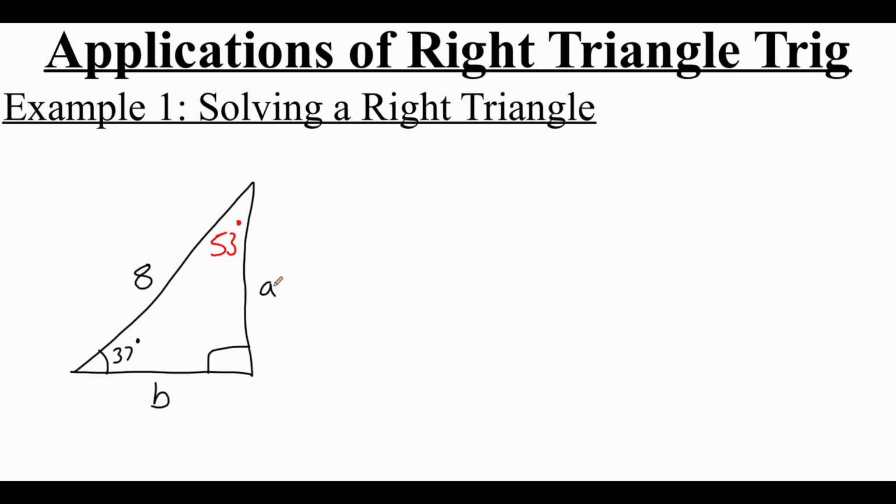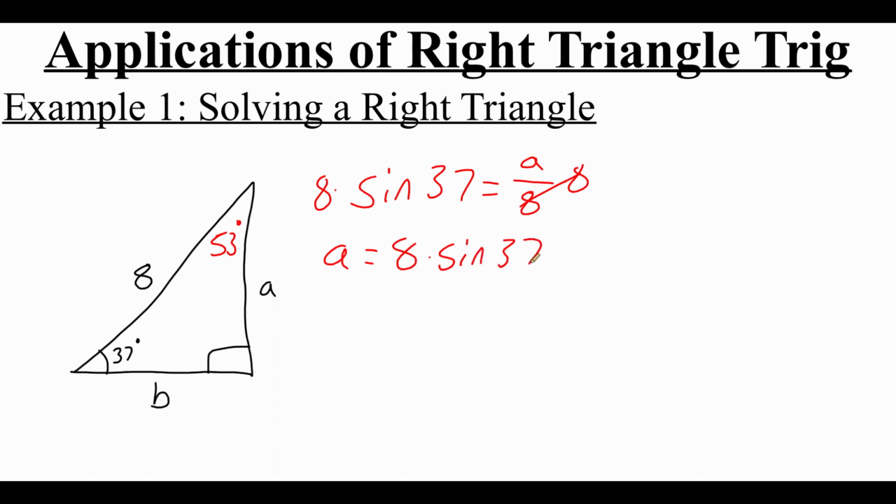Let's go ahead and find side A first. If we're looking at the 37-degree angle, A is opposite, meaning that it's all the way across the triangle. And we were given the 8, which is the hypotenuse. So if we think about opposite and hypotenuse, that's a sine function. If I take the sine of this 37-degree angle, then that's going to equal that A side over the 8. Now if I want to solve to get A alone, right now we're dividing by 8. So in order to get rid of division by 8, I have to multiply both sides by that 8. So I end up with A equals 8 times the sine of 37.